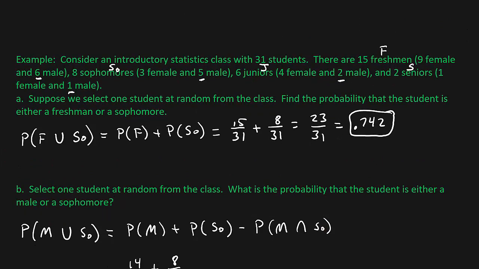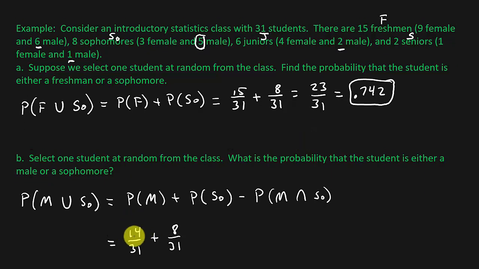So when we counted the males, we counted the 6 here, the 5 here, the 2 here, and the 1 here. Now look at this right here, this 5 here. Okay, we counted this 5. That's in this 14 here. But look at this. Also, when we counted the sophomores, the 8, that 5 is in that 8. So it's like we counted that 5 twice. So now we have to subtract that out.